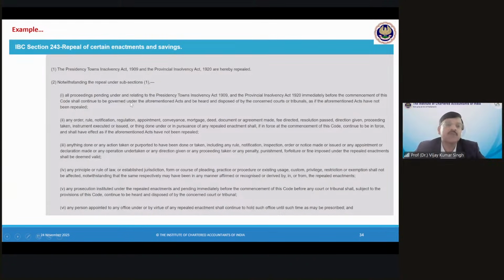And it talks about all proceedings pending under so and so immediately before commencement of this code shall continue to be governed under the aforementioned act and be heard and disposed of by the concerned courts or tribunals as if the aforementioned act had not been repealed. So see what it is saying. It is saying any proceeding which was there under the Presidency Towns Act and Provincial Insolvency Act will continue under the new provisions. It will not get repealed. So this is how they are providing this provision.